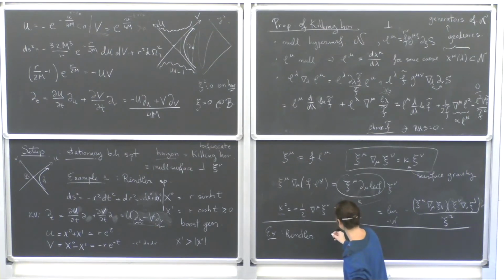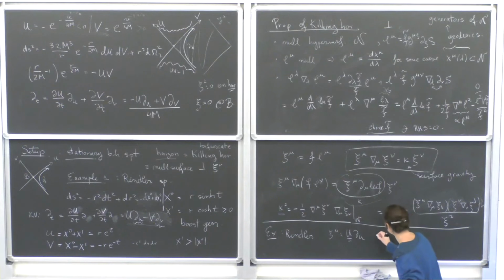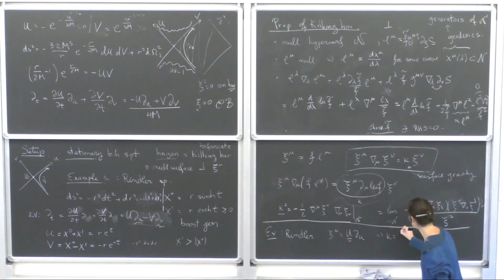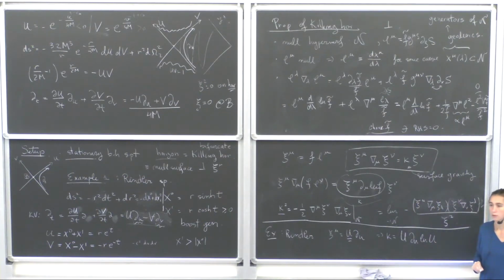So xi mu is u du. This is the function, and therefore k is xi upper u, its component is u, du log u, which is 1.